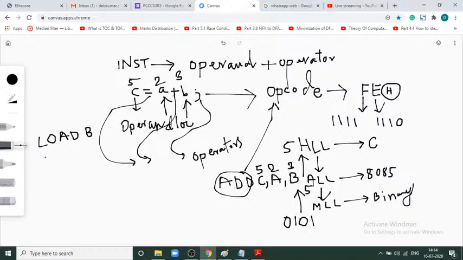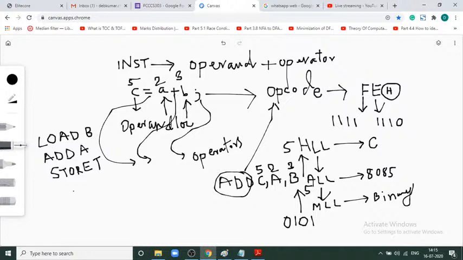load B, then we have add A, then we have store T. So load B means we are loading the value of the B memory location to the accumulator. The accumulator is basically a register, which is denoted by ACC.